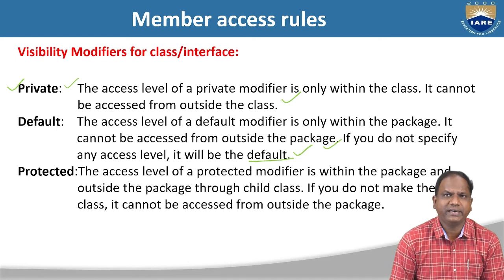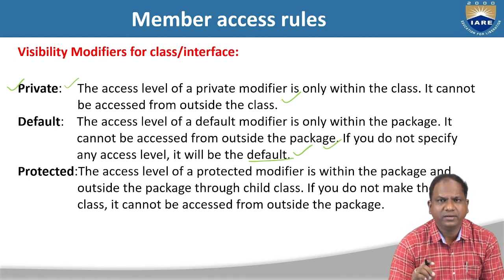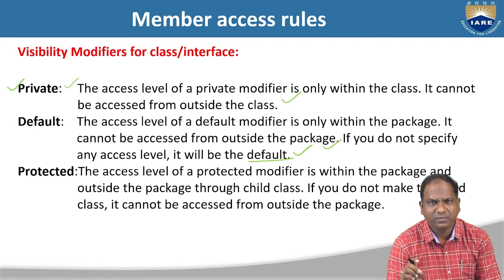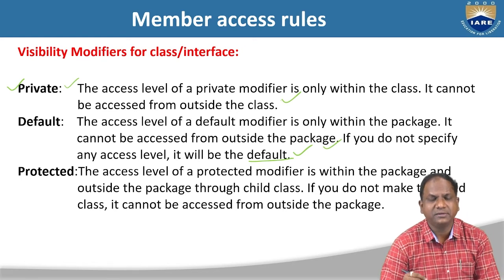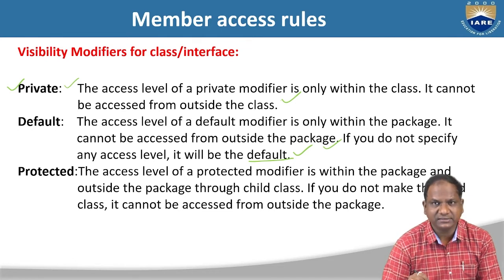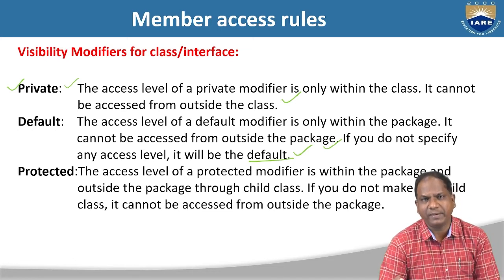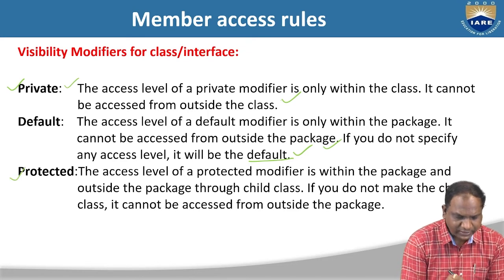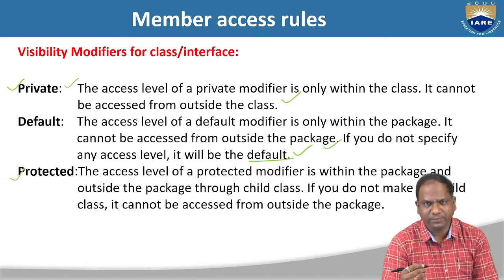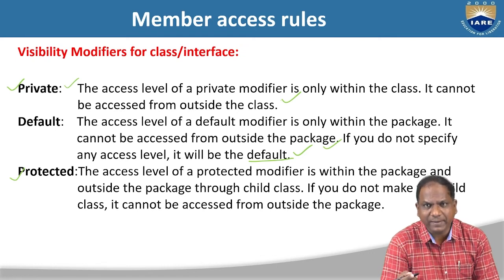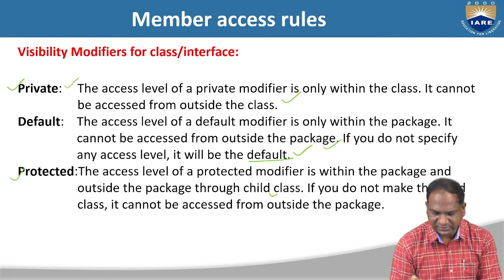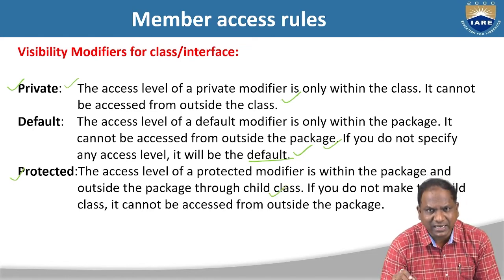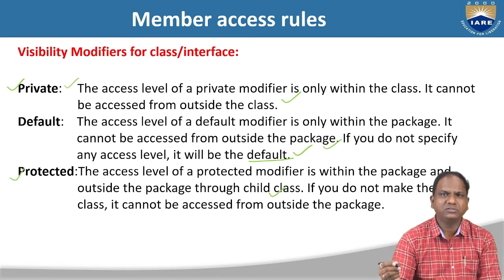Now protected. Whenever you specify the protected access level, the member is accessible within the package and outside of the package, but only through the subclasses, through the child class. So if you do not make a child class, it cannot be accessed from outside of the package. So the third category is protected. When you use the protected modifier, it is accessible within the package and outside of the package, but outside of the package only through the child class. If you do not make that child class, then it cannot be accessed outside of the package.